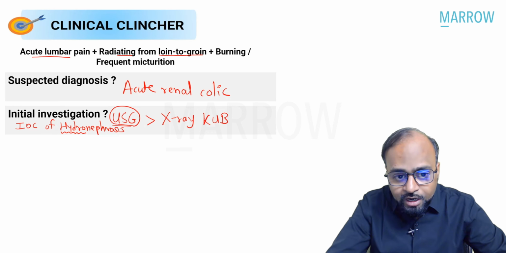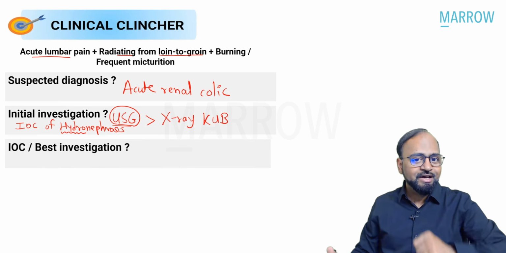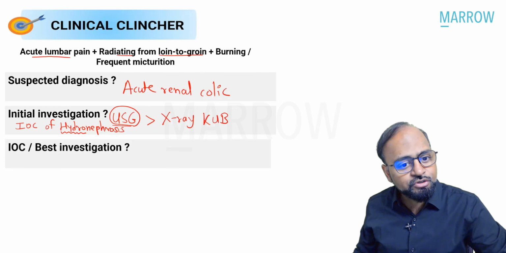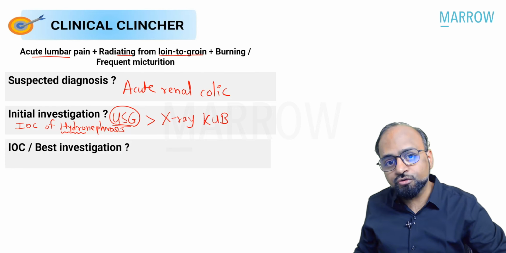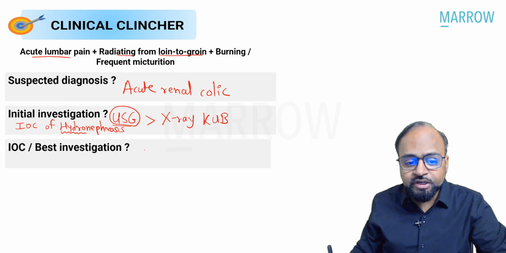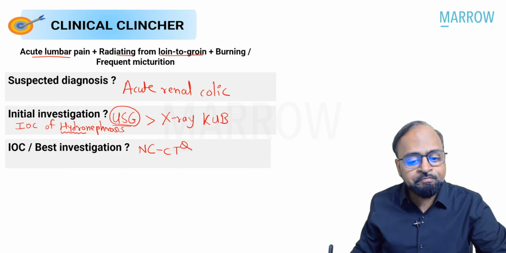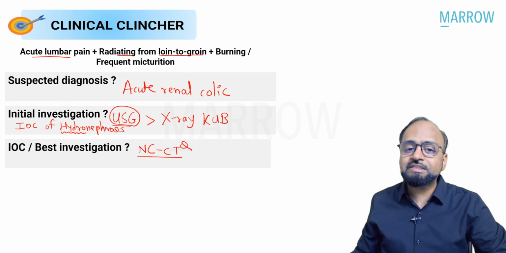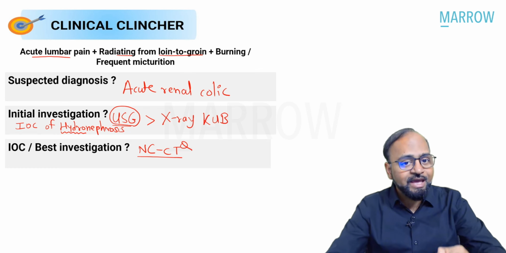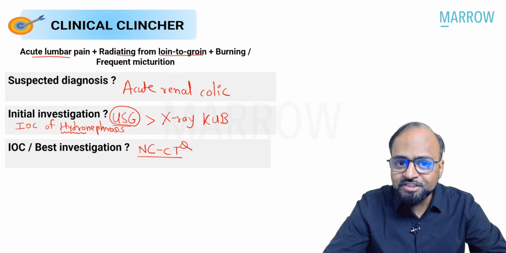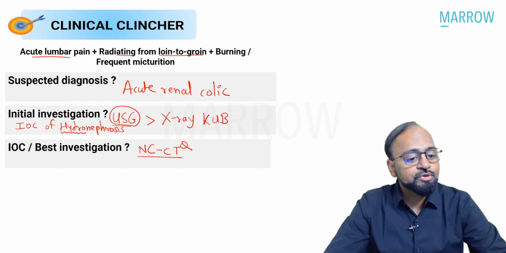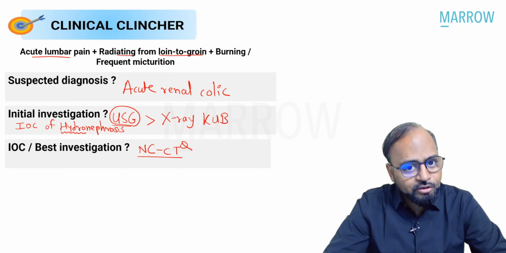And therefore, now they could ask you, and they did ask you in this exam, what is the investigation of choice for acute renal colic, or say a case of renal or ureteric calculi? It is a non-contrast CT scan. And this was the answer to the question in this exam. Of course, if you have to see a calculus, you do not need contrast injection. So non-contrast CT is the investigation of choice for renal or ureteric calculi.